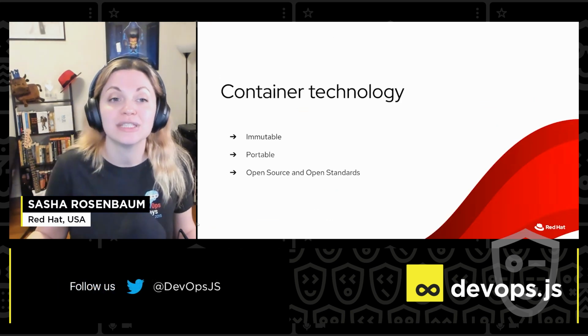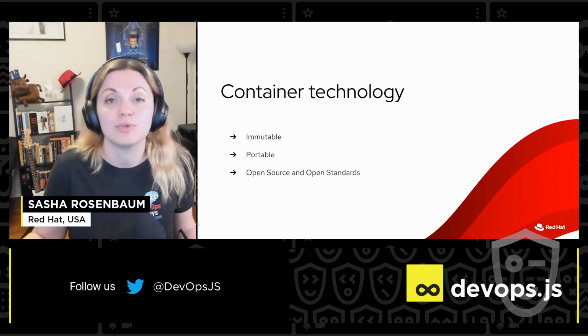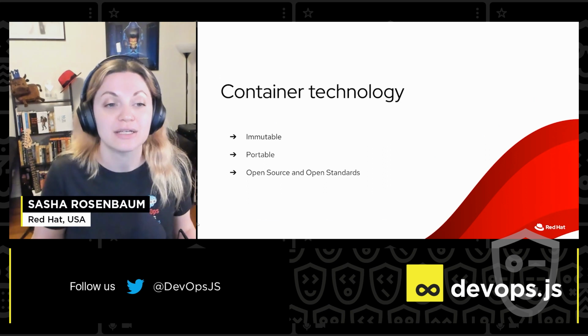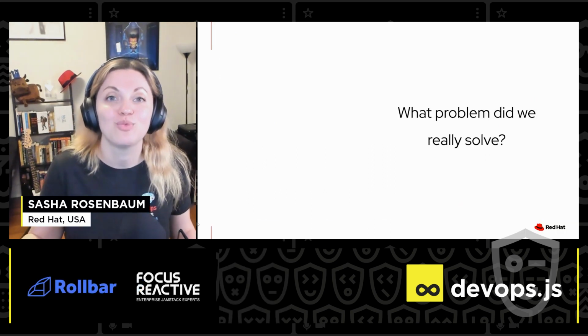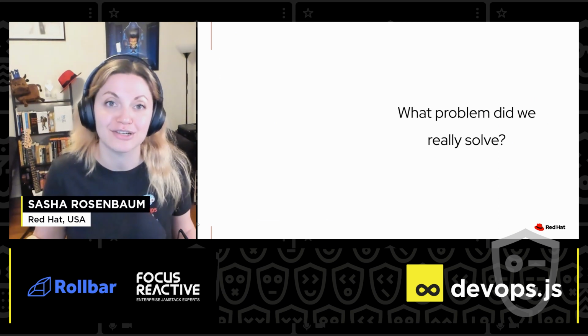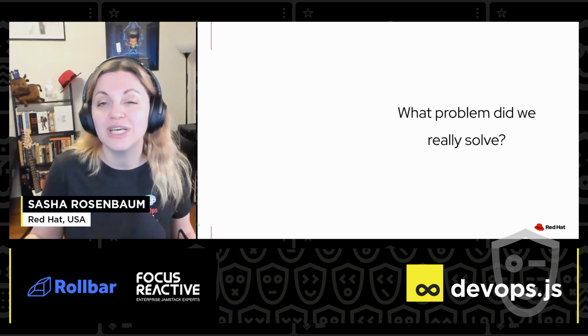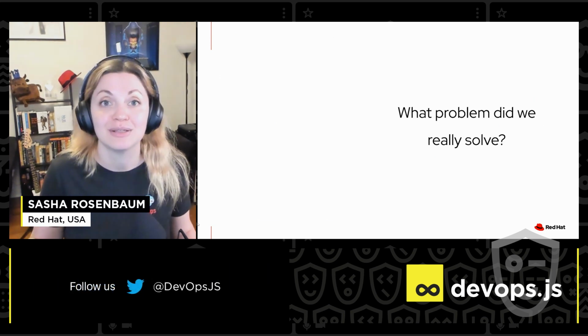So if we're talking about container technology, it is immutable, it is portable, and it is relying on open source and open standards, right? And so these are huge benefits, but what does it actually mean? What problem did we actually solve by containerizing everything? Well, in reality, we solved the problem of "it works on my machine," right?